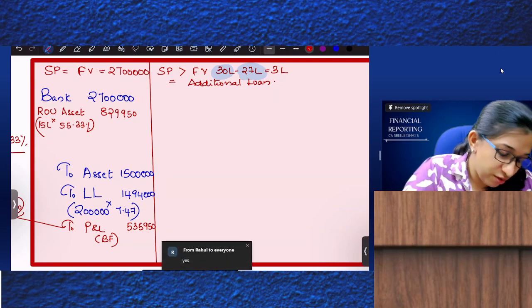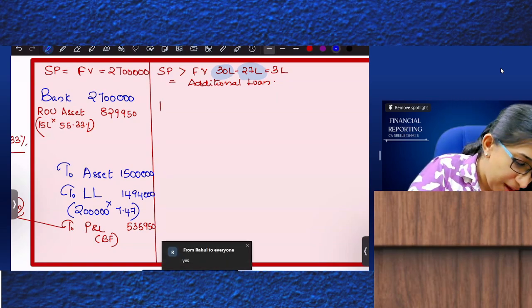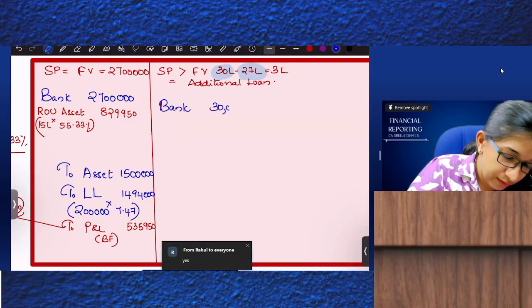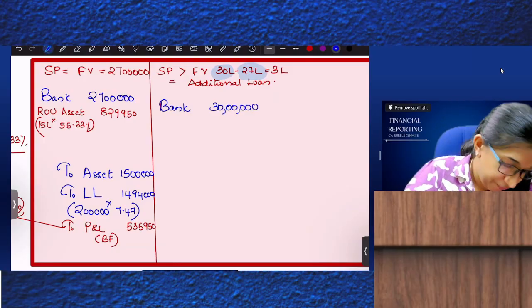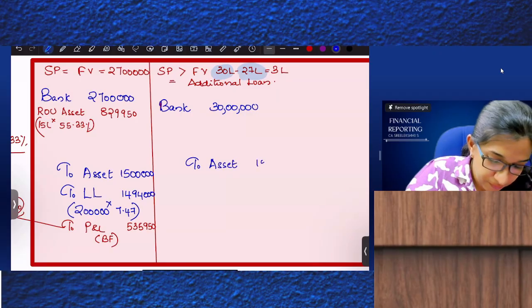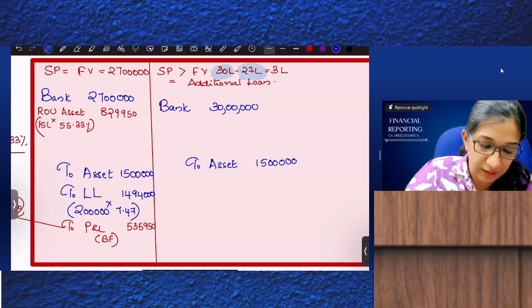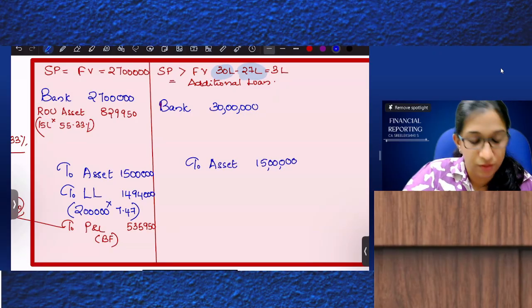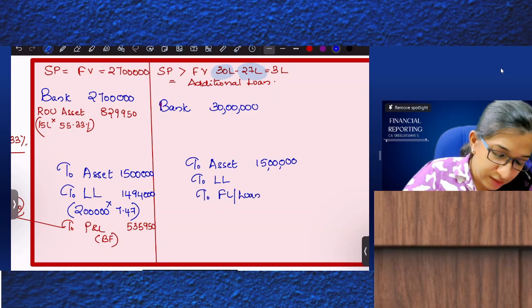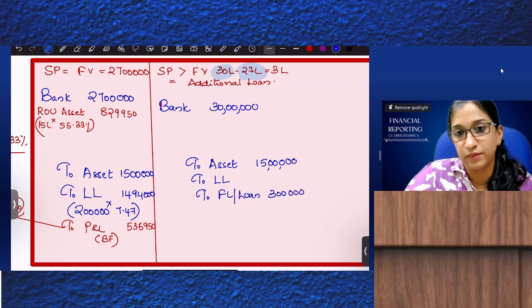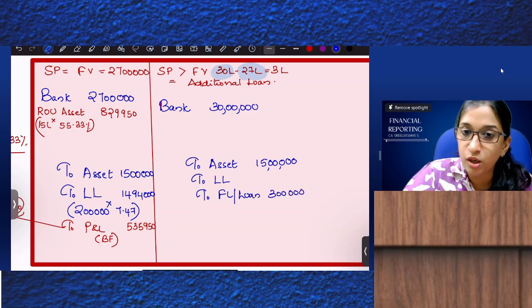So the entry should be: bank account debit 30 lakhs. To asset credit 15 lakhs. To lease liability and to financial liability loan. How much is the loan? 3 lakhs.